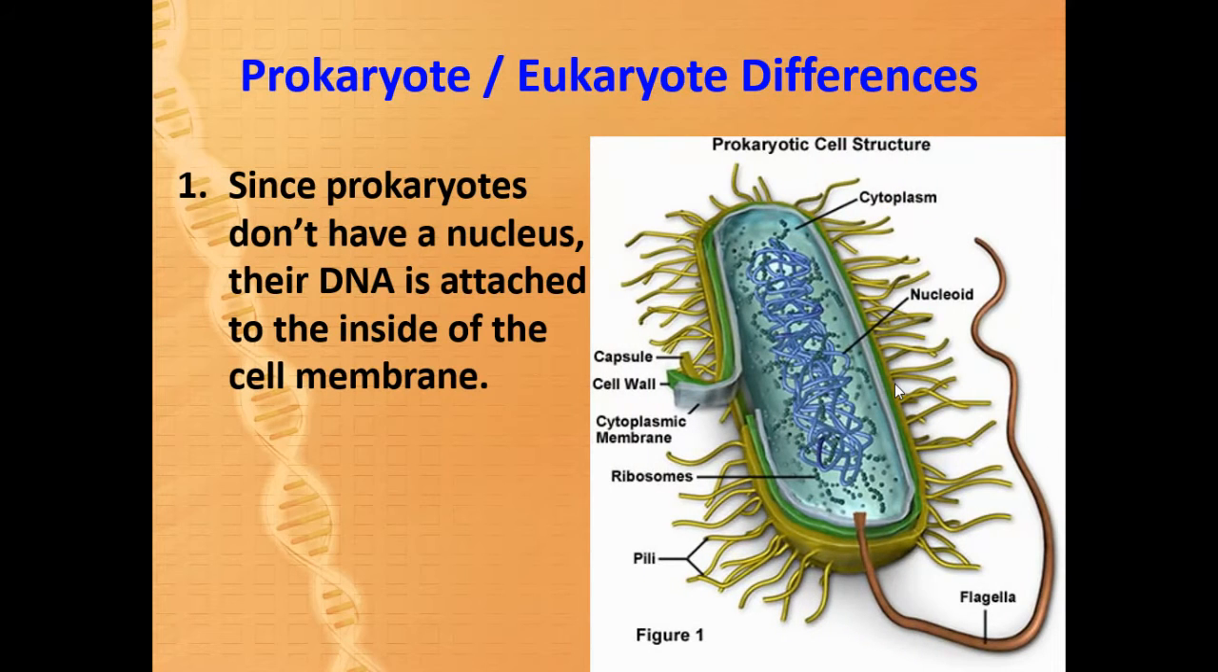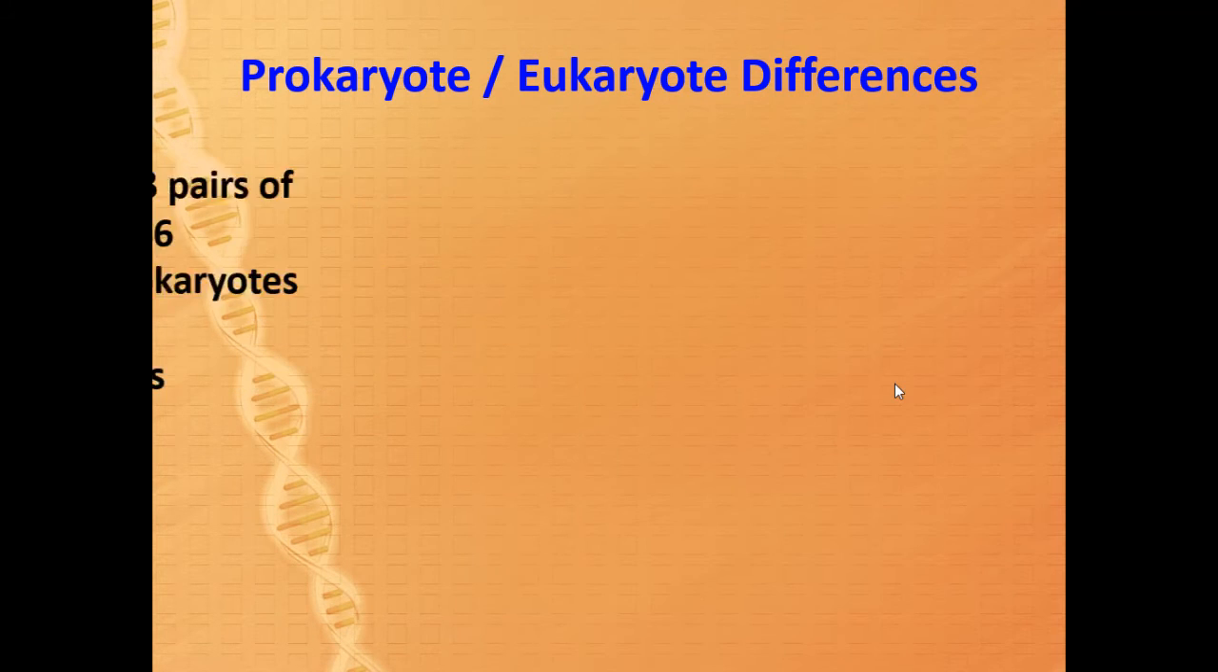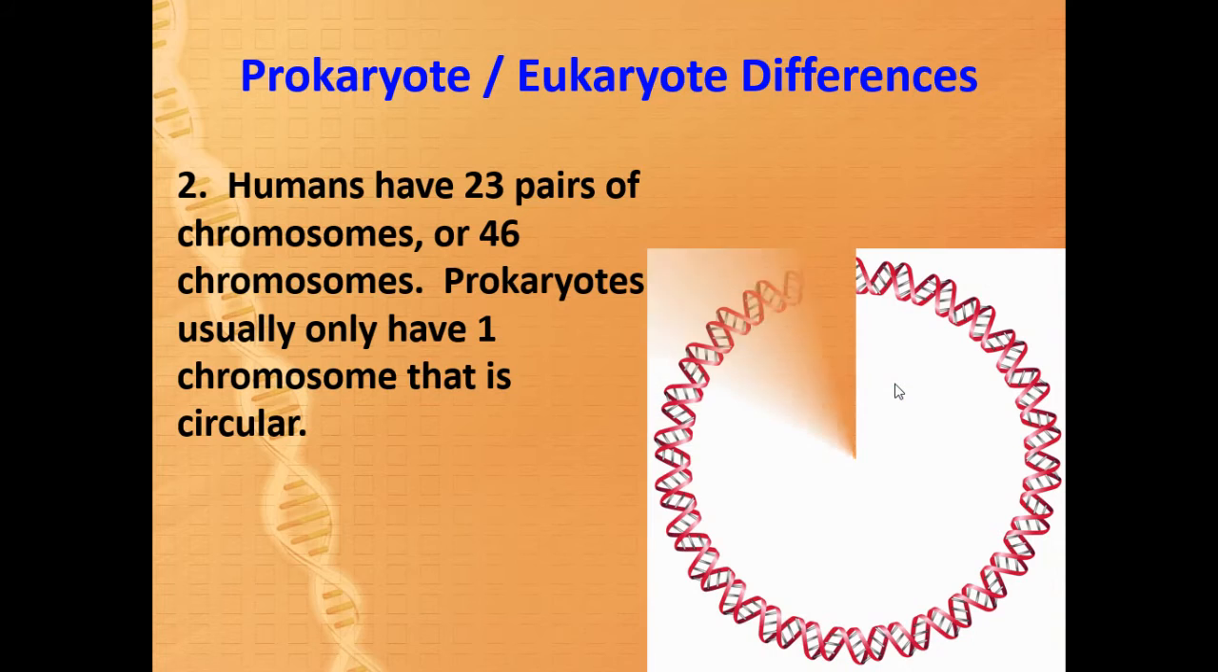Since prokaryotes don't have a nucleus, their DNA is attached just to the inside of the membrane, and it just hangs out in there. Humans have 23 pairs of chromosomes, or 46 chromosomes in total. Prokaryotes usually only have one chromosome, and it's going to be circular in shape. It's a lot simpler, there's not as many genes on it because it's not as complex as a eukaryotic cell.